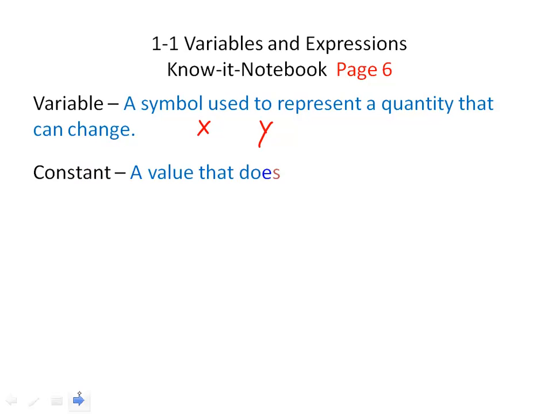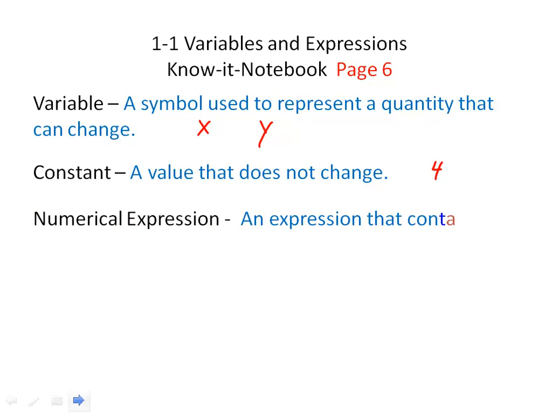So a constant, a value that does not change. All right, so we're talking about a number by itself, basically. 4 is an example of a constant, because it's constantly the same.